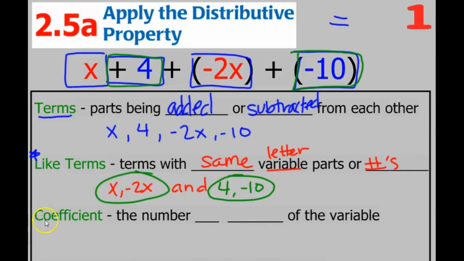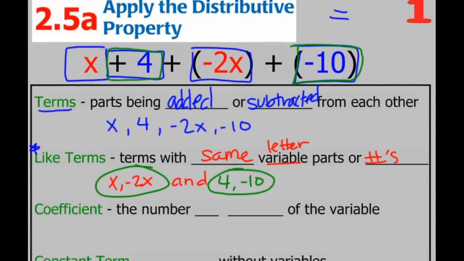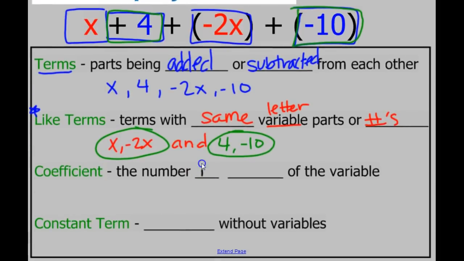Next we have coefficient. Coefficient is the number in front of the variable, of the letter. So our coefficients, if there's nothing here, we can assume this is 1. There's one x there, so that's a coefficient. This one doesn't have a letter, so it's not a coefficient. That's just 4. Coefficient here is a negative 2. And here there's no coefficient because there's no letter.